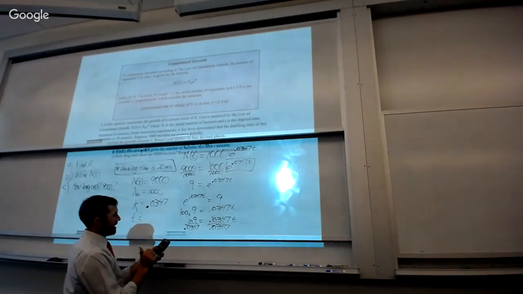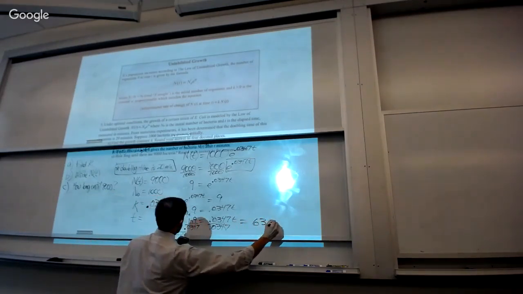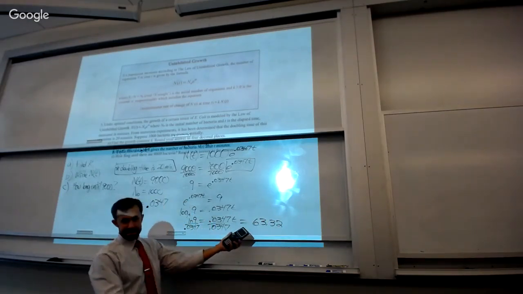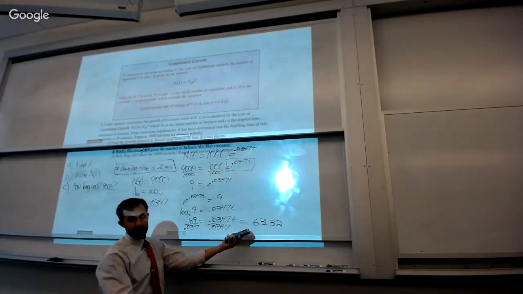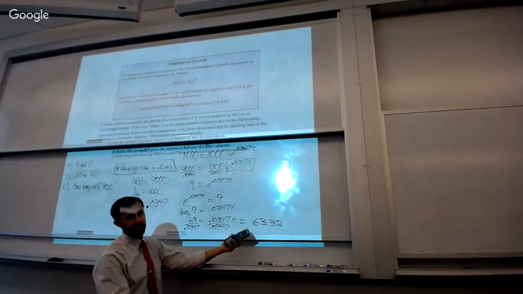And I got 63 years. No, sorry. This problem is not in years. This problem is in minutes. So 63 minutes. It only took just over an hour for this population of bacteria to grow 9 times in size. That's pretty unfortunate if the bacteria are inside your stomach.